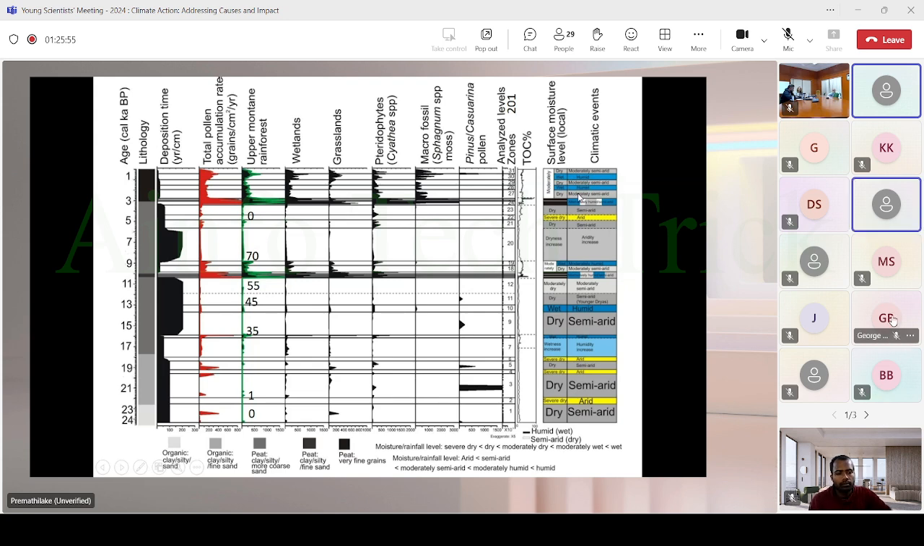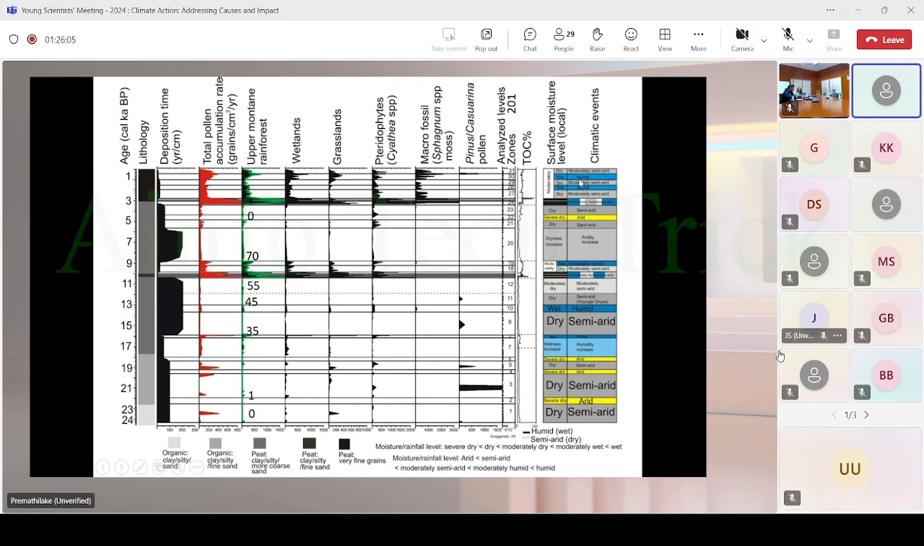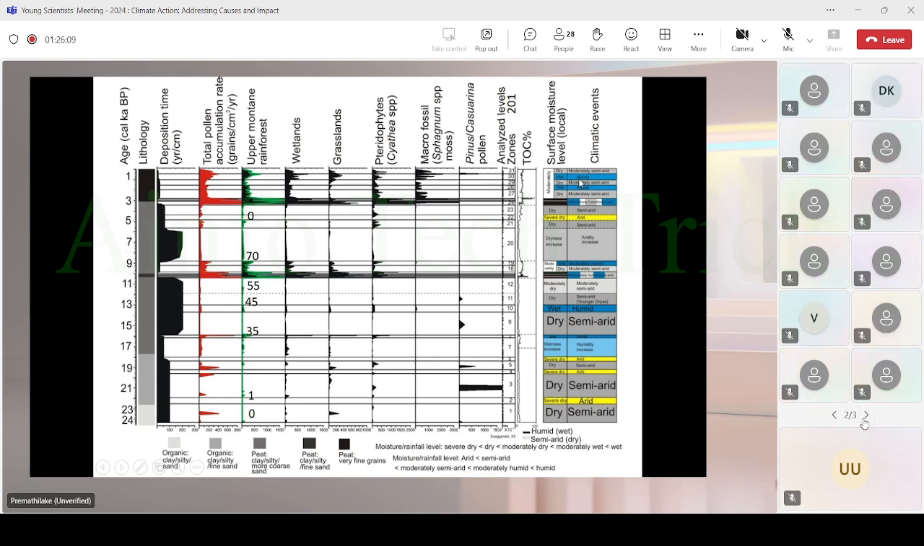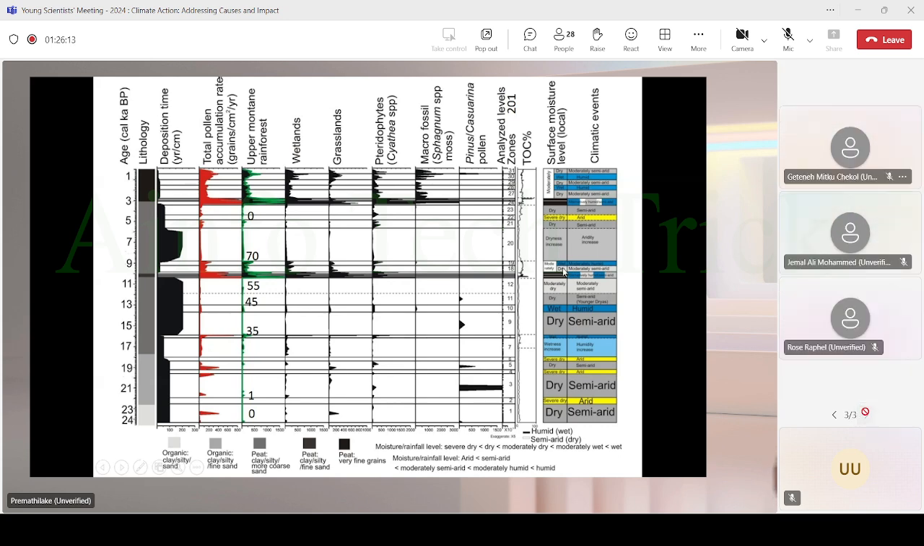Blue color is certainly wet phase, and the yellow and gray colors indicate dry phases. A number of wet and dry phases repeat. There is a very repeated occurrence of dry and wet phases in this area, around 9 to 10,000 BP. So this kind of climate change happens.